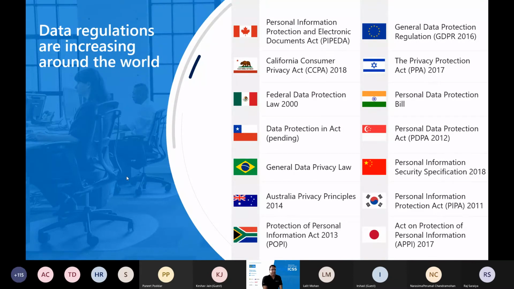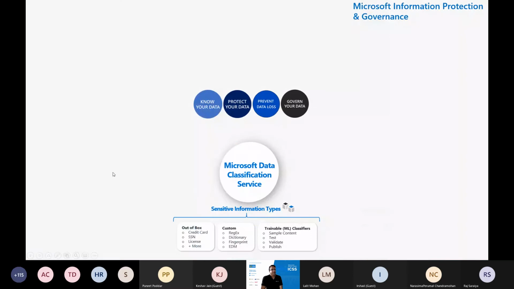Now, Mike, let me spill the beans on the Microsoft overall data strategy, how we're thinking about the whole information protection and governance. We have the 4-pillar strategy around know your data, protect your data, prevent data loss, and govern the data. Powering all of these thematics is our data classification service, which has the ability to detect sensitive data, whether it's out of the box classifiers, custom classifiers, or even ML classifiers, which has been a recent entry.